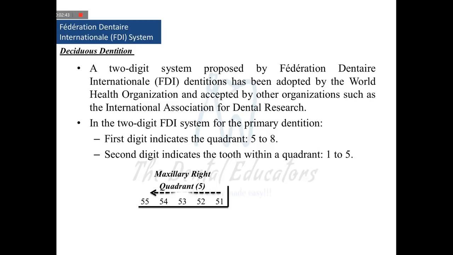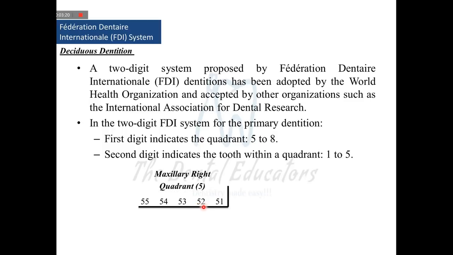So if we see here, the most important thing is the quadrant number to mention the tooth as per the FDI numbering system. We can see we have written 5. The digit 5 represents that it is the maxillary right quadrant, whereas the second digit, numbered 1, represents that it is the maxillary central incisor. So if we write 5-1, it means the maxillary central incisor of the right quadrant.